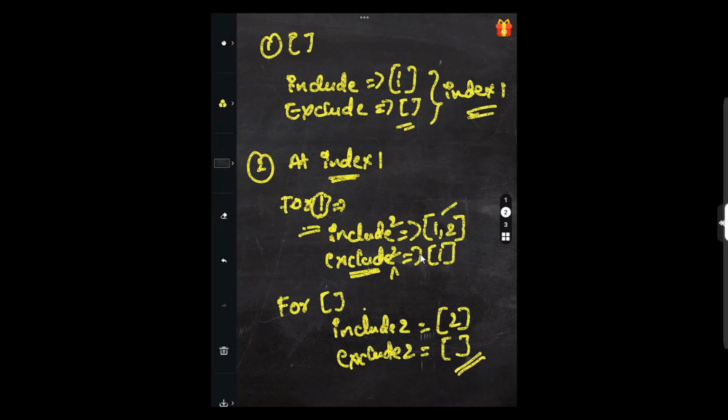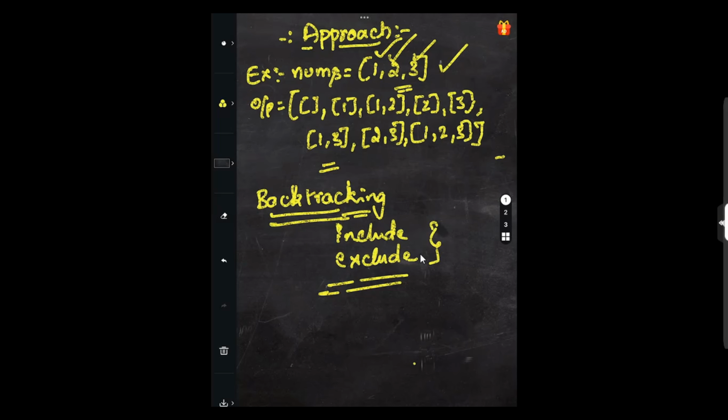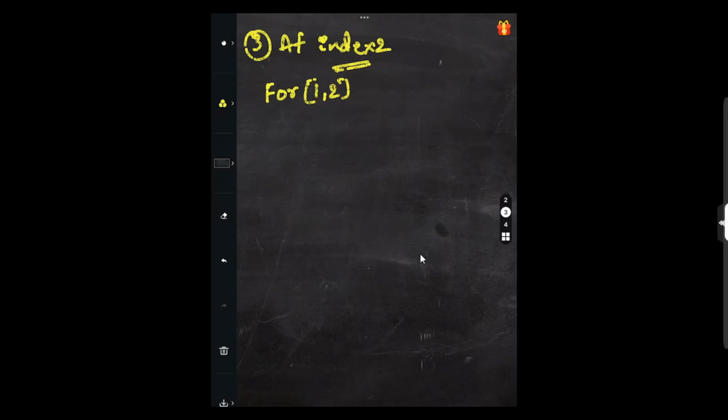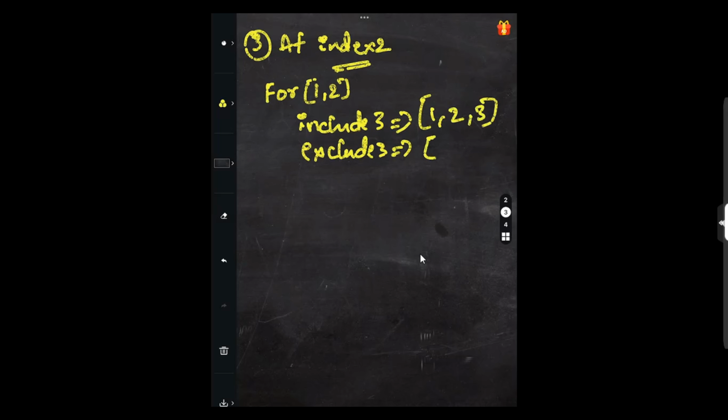Now for 1 comma 2, we need to consider for 1 comma 2, for 1, for 2, and for the empty array. So for these four things we need to consider, right? So let me come here. For 1 comma 2 include, what's the number? 3. We have the element 3, right? Include 3, exclude 3 here. So when we include, it becomes 1 2 3, exclude, then it becomes only 1 comma 2.